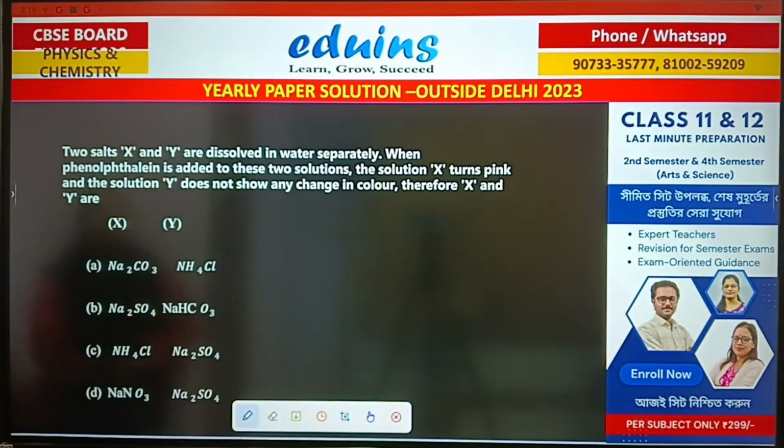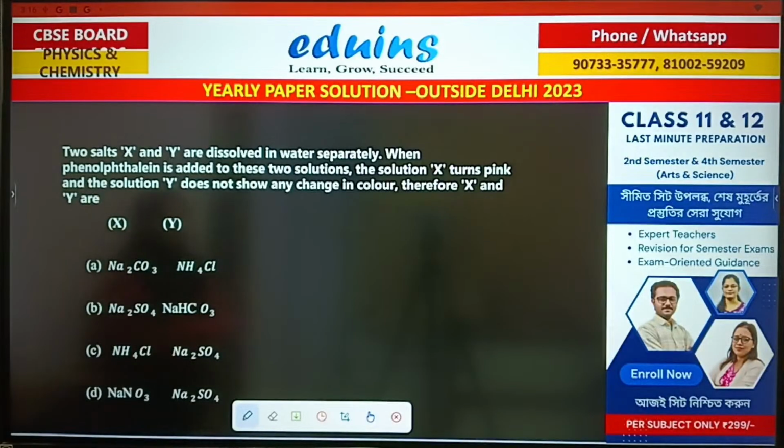Okay, now two salts X and Y are dissolved in water separately. When phenolphthalein is added to these two solutions, the solution X turns pink and the solution Y does not show any change in color. Therefore, X and Y are.